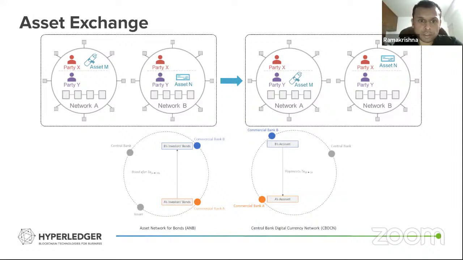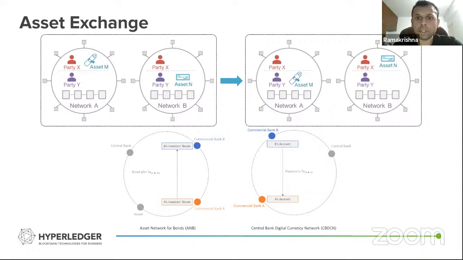So if you look at the diagram at the top, you have two parties, X and Y, that are members of two different networks, A and B. X owns asset M in network A, and Y owns asset N in network B. And at the end of this exchange, what you want is the assets to interchange hands. So Y ends up owning M in network A, and X ends up owning N in network B. Key is this has to happen atomically.